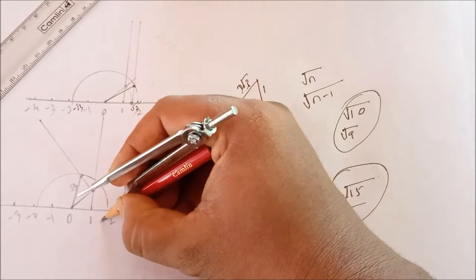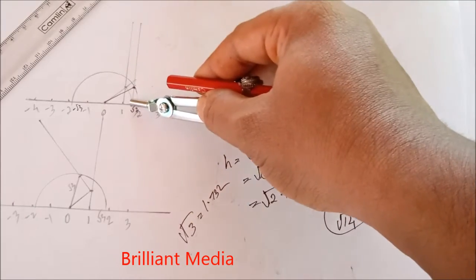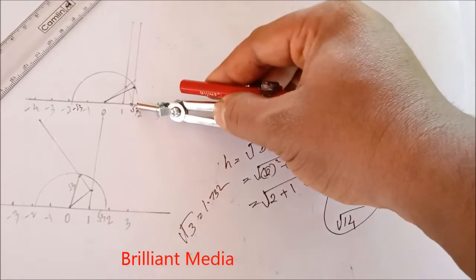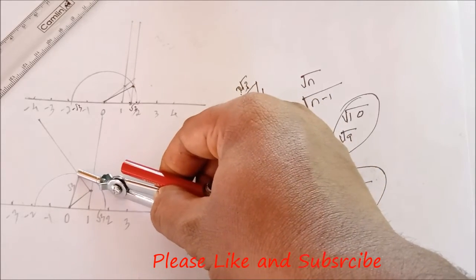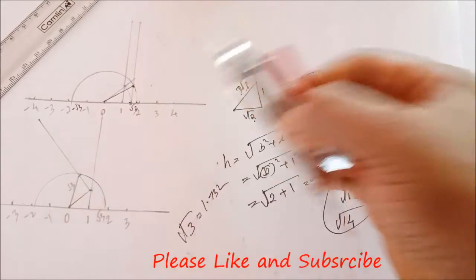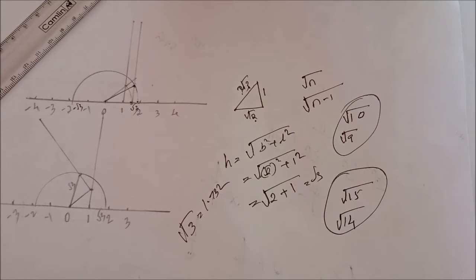This is another method. So there are two methods for drawing root 3. The first one is to take the perpendicular from the number line itself and draw root 3. The next one is to draw the perpendicular from this point, find root 3, and then transfer that to the number line. Both methods are in use, so whichever method is convenient for you, you can use it.